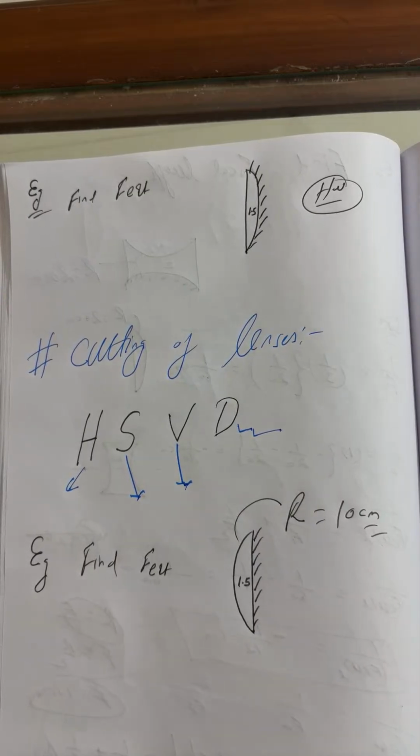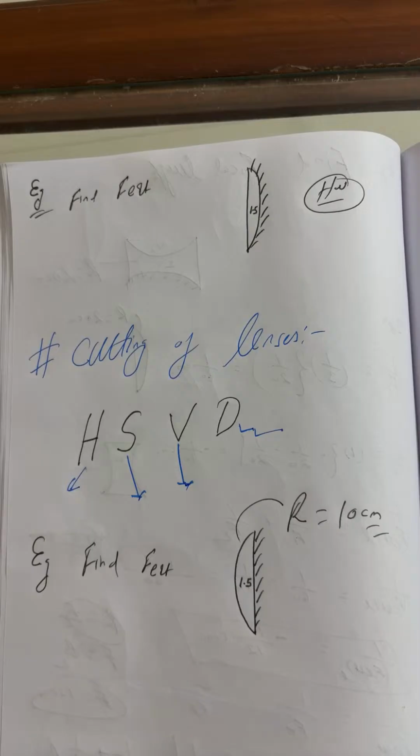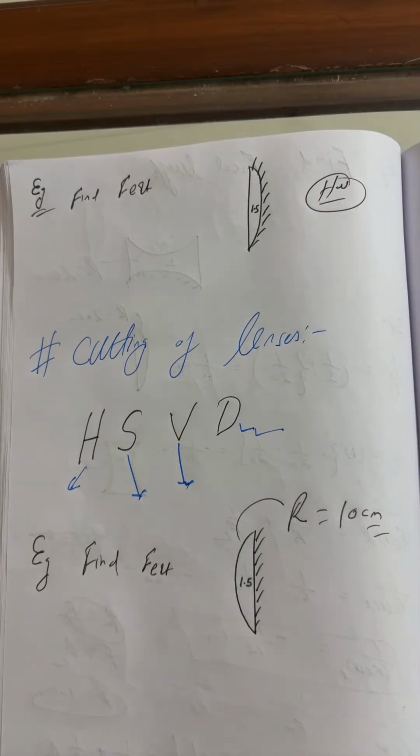Right, students. So this is all about today's class, as I discussed the entire theory of lenses. Tomorrow, if I get time, I'll try to plan and discuss numericals. I hope all of you remember HSVD. Horizontal cutting, focal length remains the same, so power also same; for vertical cutting, power gets double. Hong Kong, Simla via Dubai.